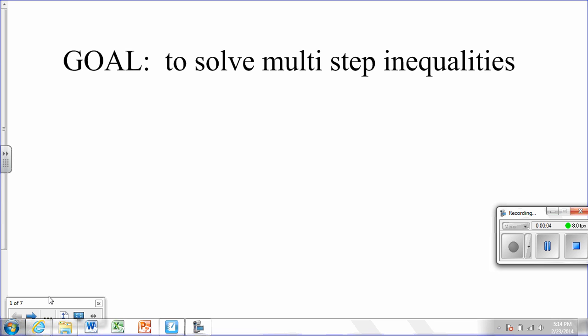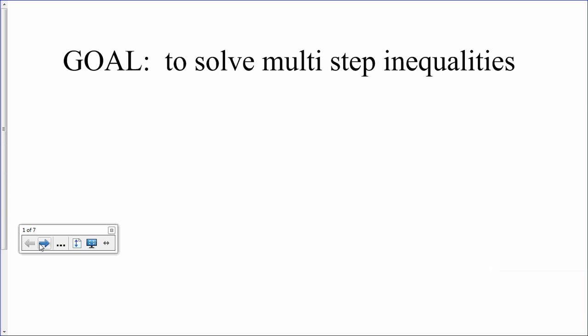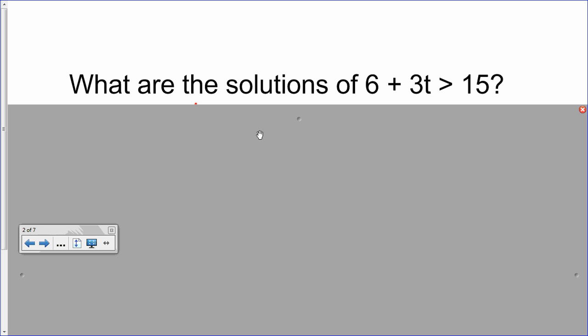Hi everyone, today's lesson is to solve multi-step inequalities. What are the solutions of 6 plus 3t is greater than 15?